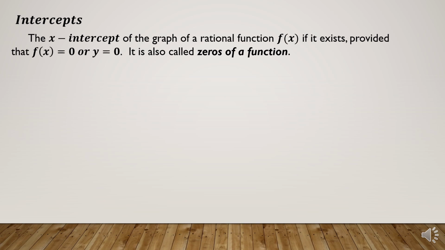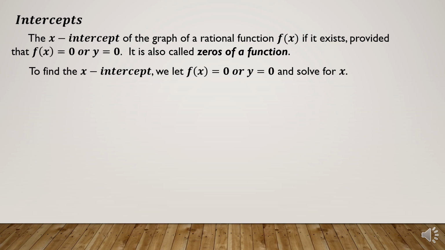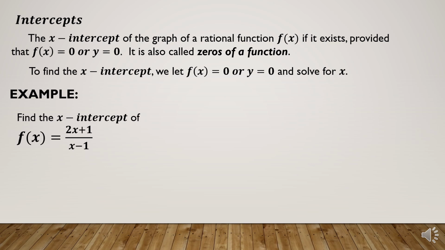The x-intercept of the graph of a rational function f of x, if it exists, occurs provided that f of x is equal to 0 or y is equal to 0. It is also called the zeros of a function. To find the x-intercept, we let f of x equal 0 or y equal 0 and solve for x. Example, find the x-intercept of f of x equals 2x plus 1 all over x minus 1. Let f of x equal 0.